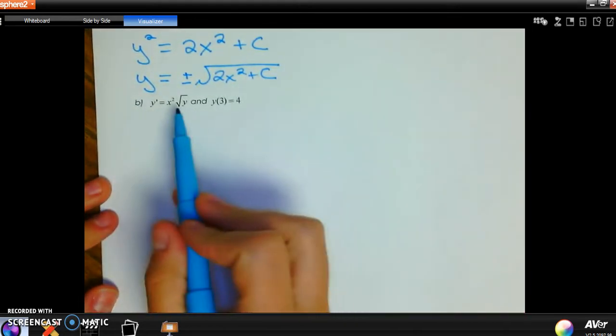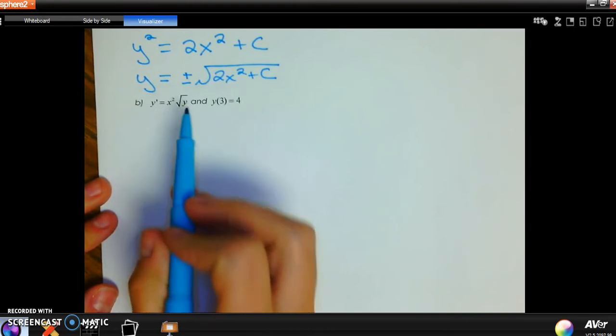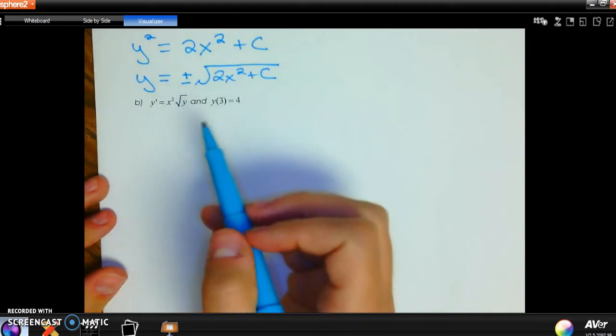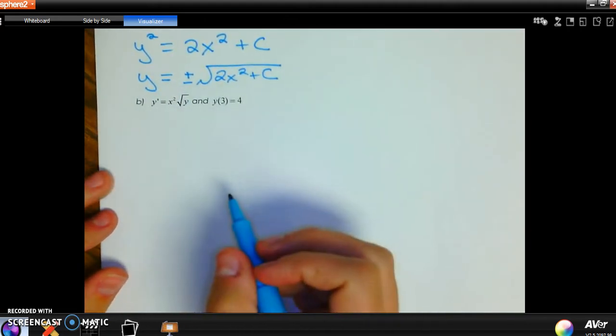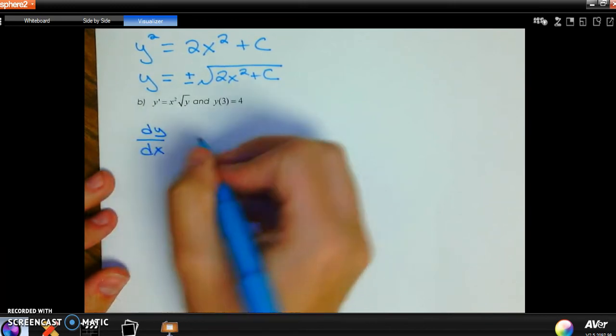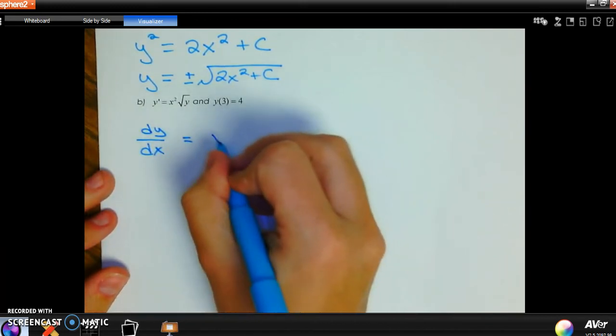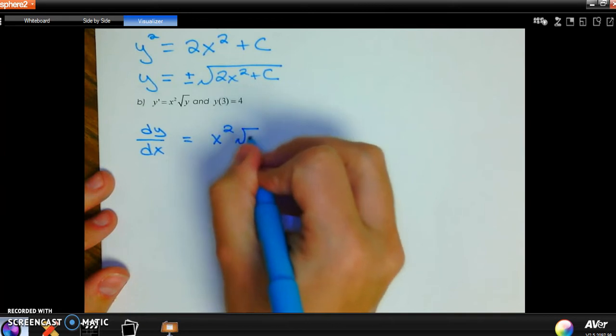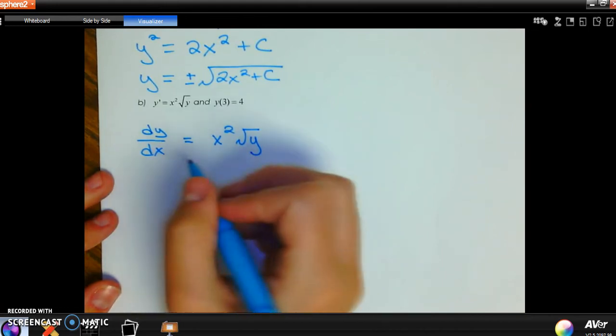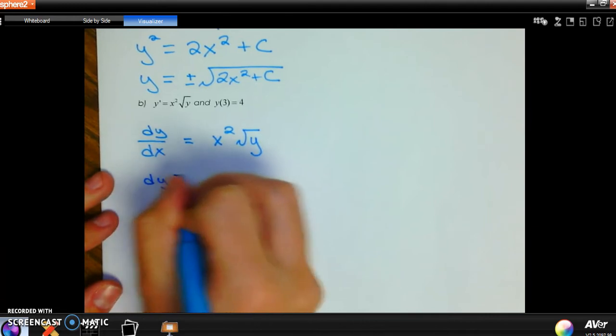Now I have x's and y's, so that tells me I need to separate the variables, and I have an initial condition. So I'm going to do it the same way, but then I'm going to have to apply the initial condition. So I have dy dx, that's just y prime, is dy dx, equals x squared square root of y, and you can write that to the 1/2 power if you feel like it. And then I'm going to cross multiply, I'll multiply both sides by dx first. I'll do it in 2 steps.